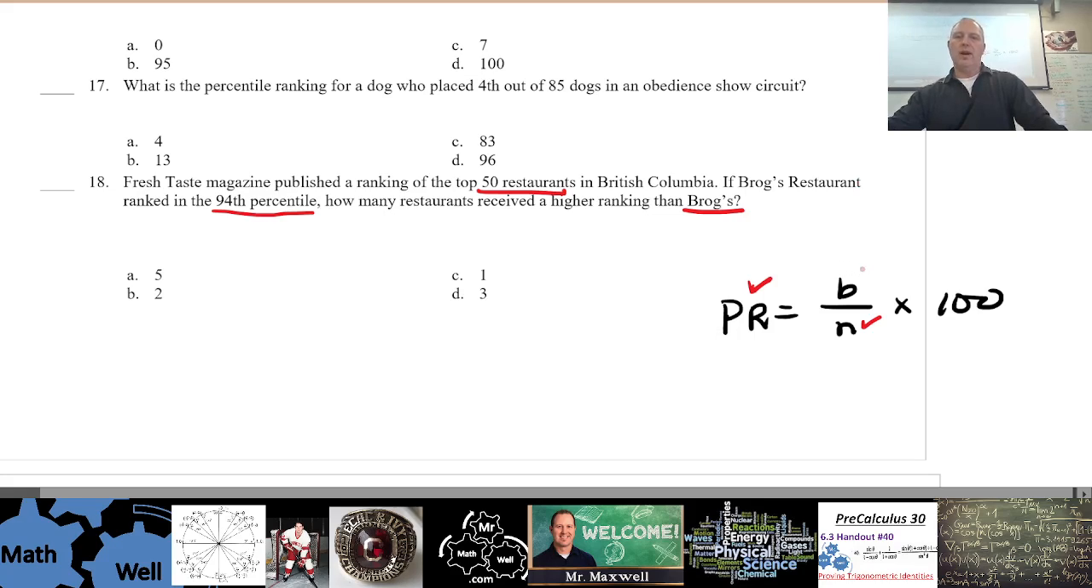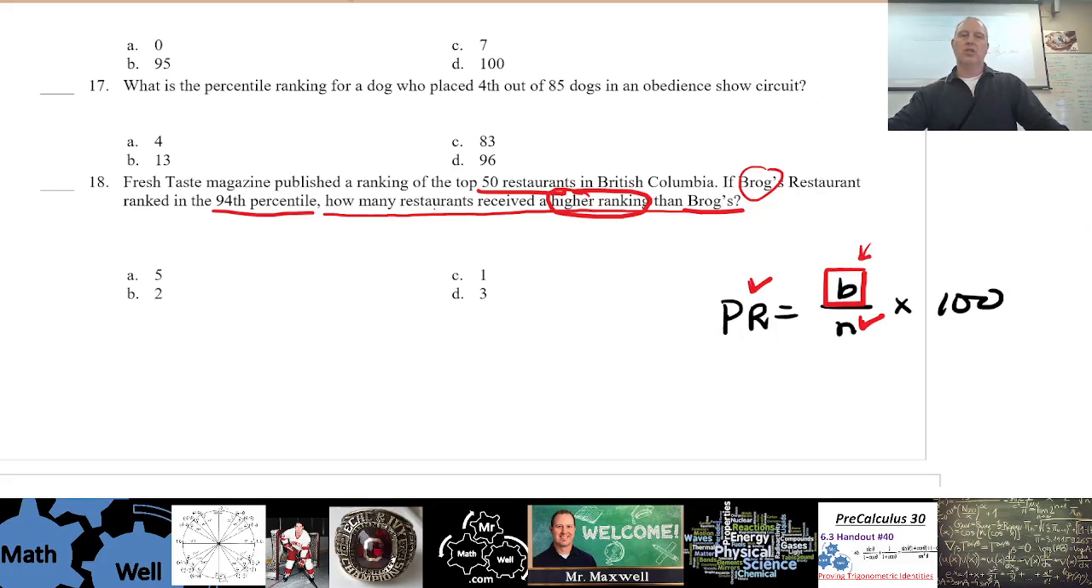So we can find how many were below Brog in this formula, right? Because I have percentile ranking and I have the total number, so I can solve for B. But look, B is not what this question is asking for. You have to be very careful here. It says how many restaurants received a higher ranking than Brog. So we're going to find out how many below Brog, then we have to calculate how many would be above him for this answer. So let's give it a try.